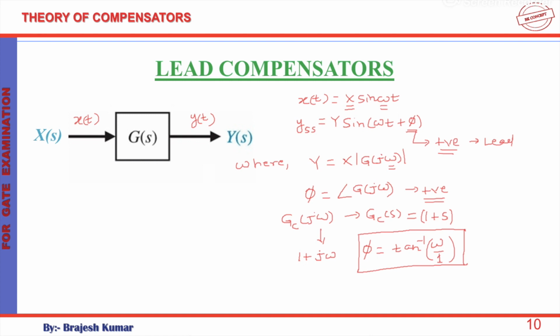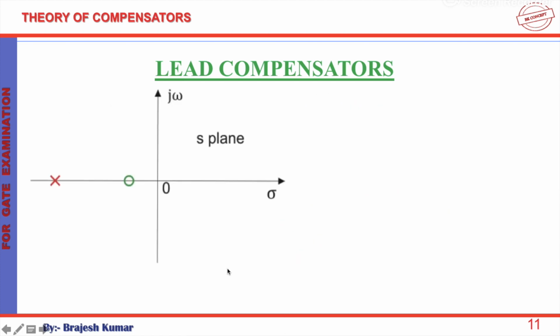Now, since an isolated zero is not physically realizable, we must add a pole along with the compensating zero so as to achieve physical realizability. This pole, of course, will be added far away from the j omega axis such that it has negligible effect on the overall behavior of the system, and hence we will have such a pole zero configuration.